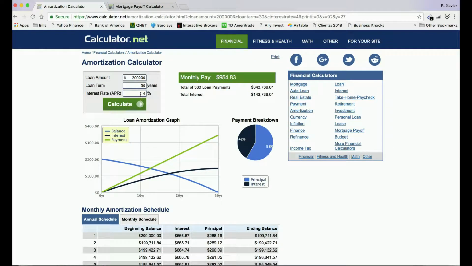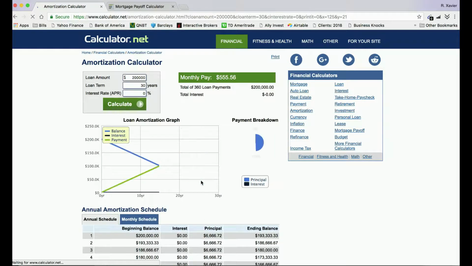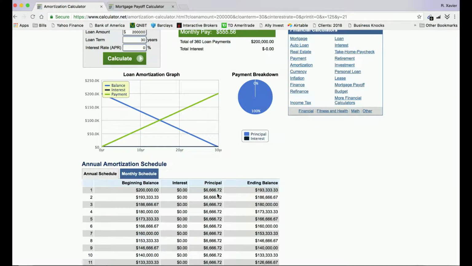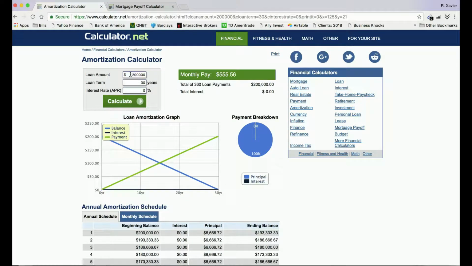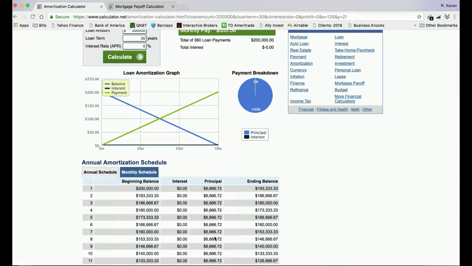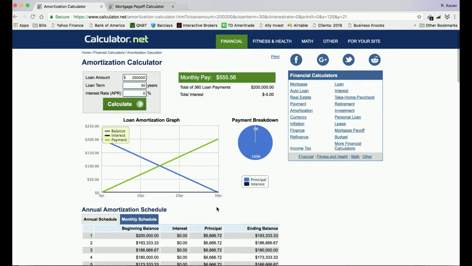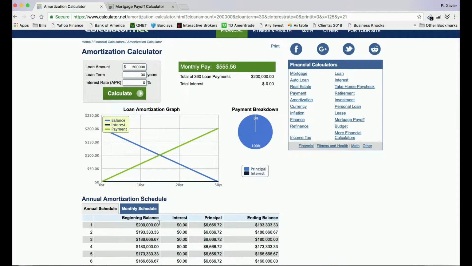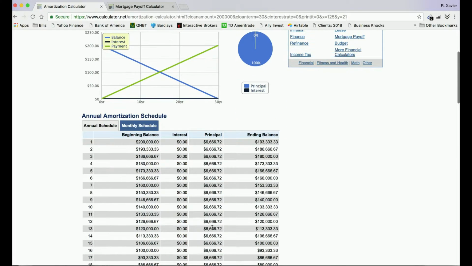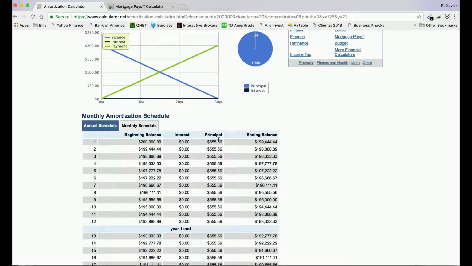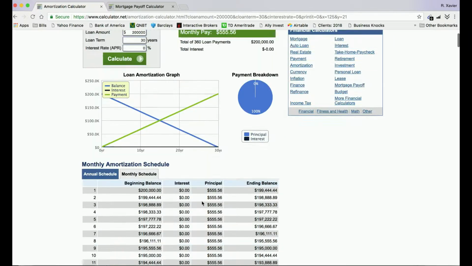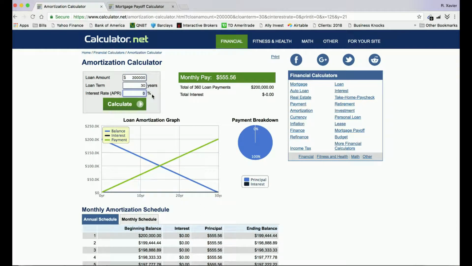Just to look at something interesting too. If you had a 0% rate, which would be great, right? Then there would be no interest, and they would just divide this by 360 payments. Every year you would just be paying the principal directly, and month to month you'd be paying no interest.